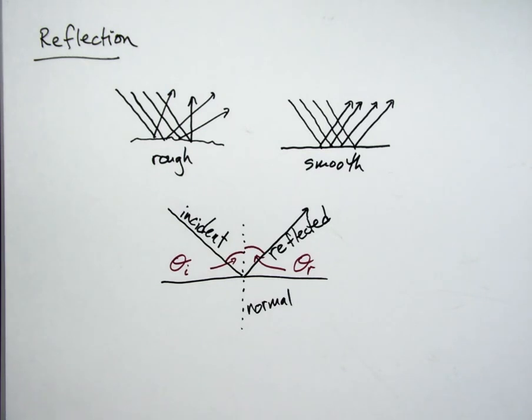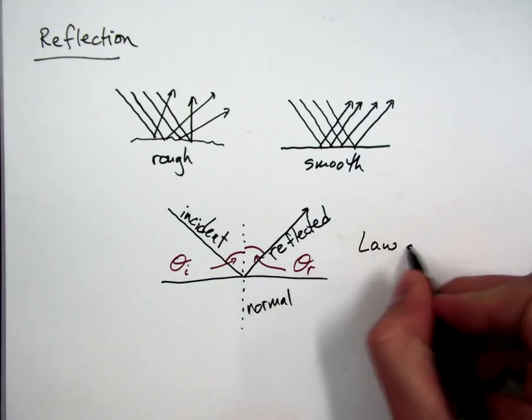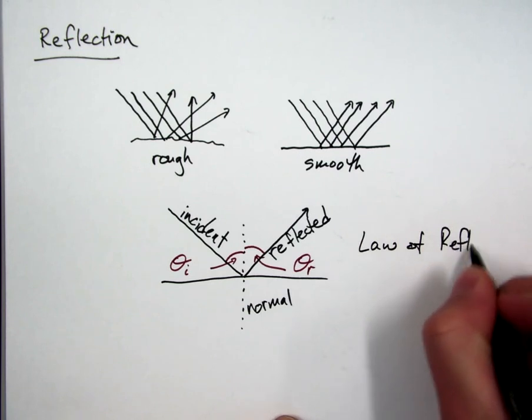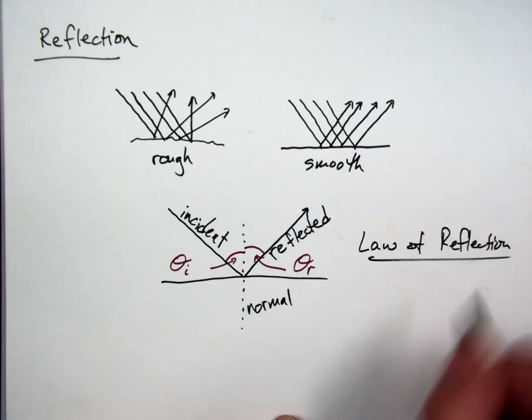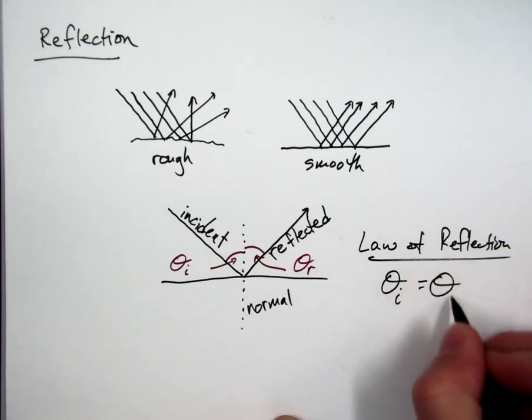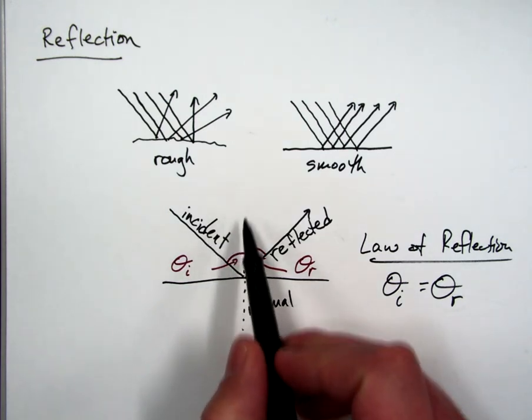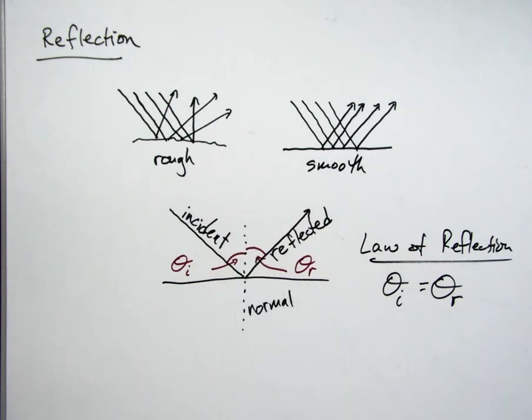And the first law that we can learn here with mirrors is the law of reflection. And this law states that theta I, angle of incidence, equals theta R, angle of reflection. So if the incident ray comes in at 30 degrees, it will reflect out at 30 degrees on the other side. If the angle of incidence is 0, the angle of reflection will be 0, and so on. Okay?